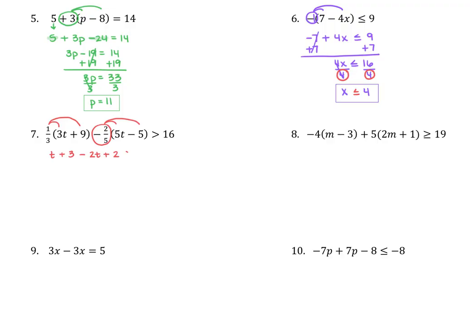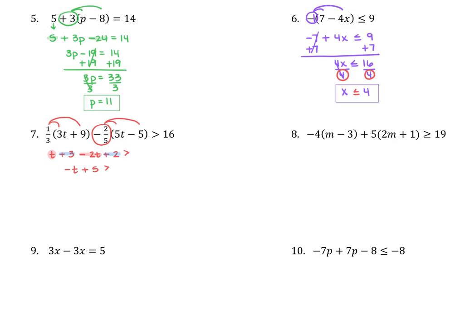I'm going to drop down my inequality sign. I'm going to finish simplifying that side by combining like terms. So I have a t and a -2t, which is going to leave me a -1t. Then I'm going to combine my whole values, +3 and +2, and that gives me a +5. Bring down my inequality sign. There's nothing else I can simplify on the left, so I'm good.